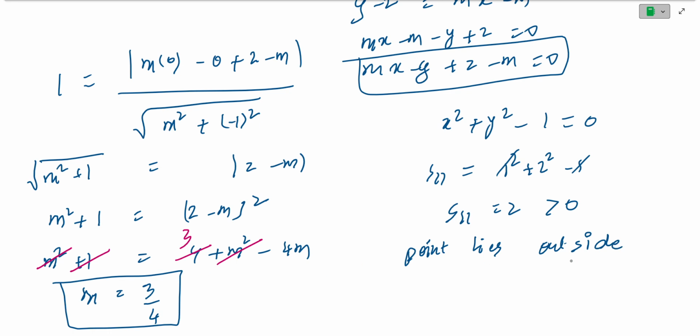If a point lies outside the circle, we can draw two tangents to the circle, but we are getting only one slope value. So what is happening here? Let us understand from the diagram.